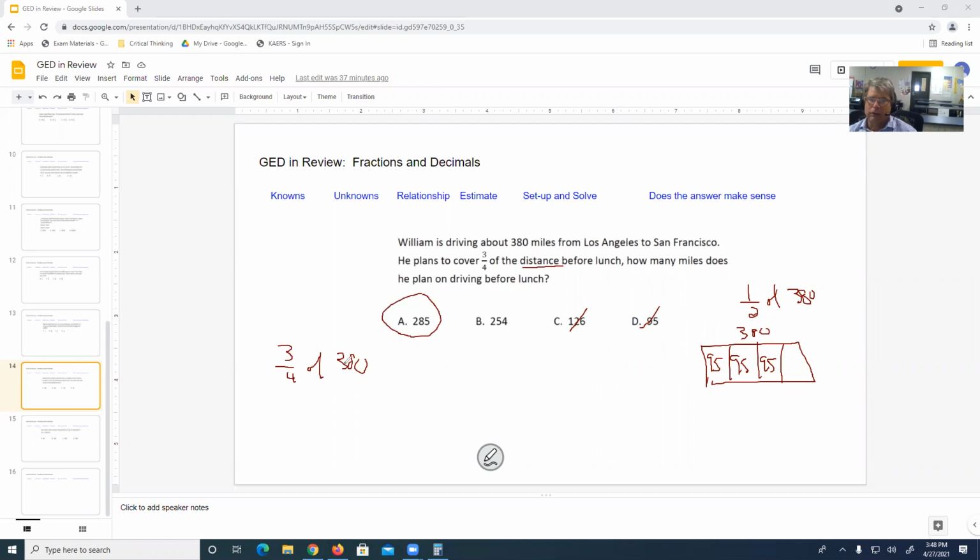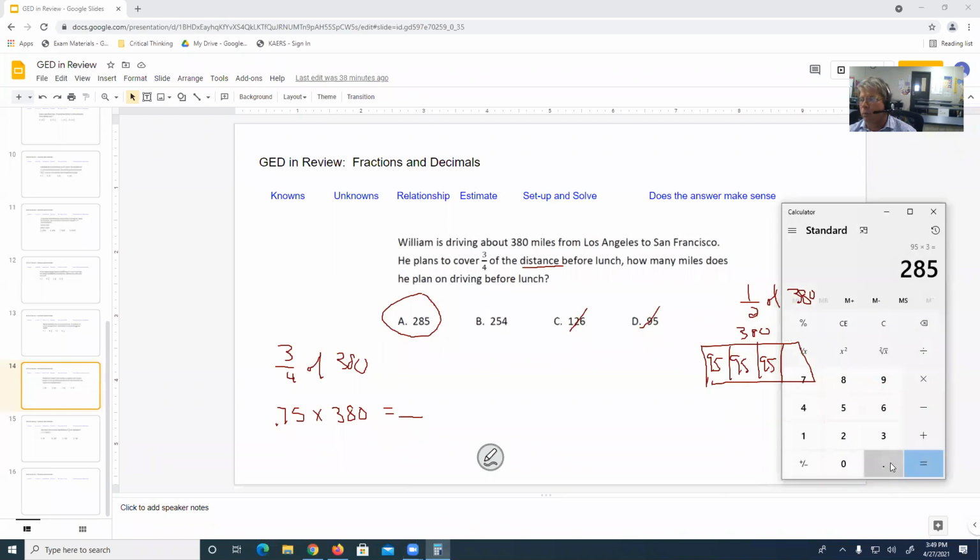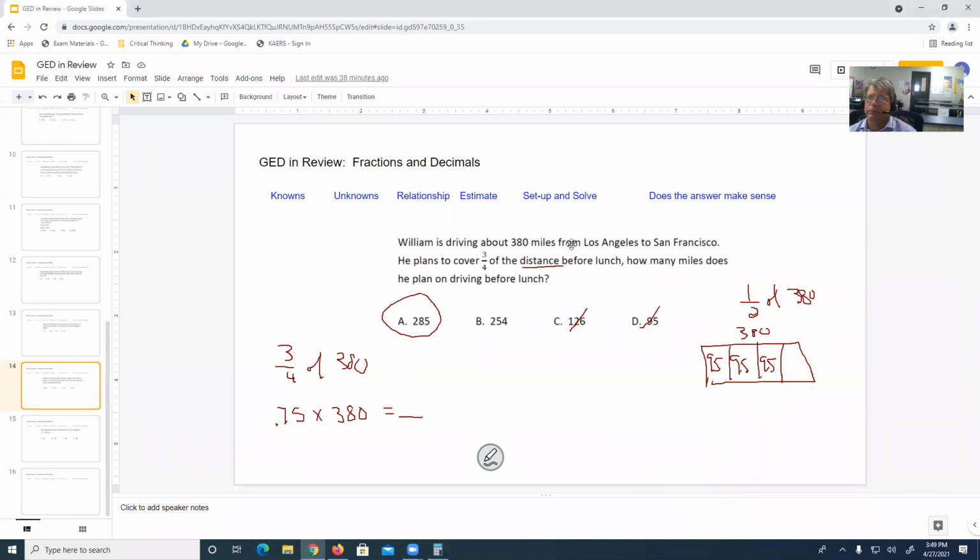Now, another thing we can do is the word of in fraction math like this means to multiply. So what I also could do is go 0.75 times 380 if I remember that the word of actually can imply multiplication. So 3/4 times 380 will give me my answer. So if I use my calculator there, I can go 0.75 because 0.75 is the same thing as 3/4 times 380. And that does give me then that 285. So that does check out, that 285 there. So that would be our answer to that one.